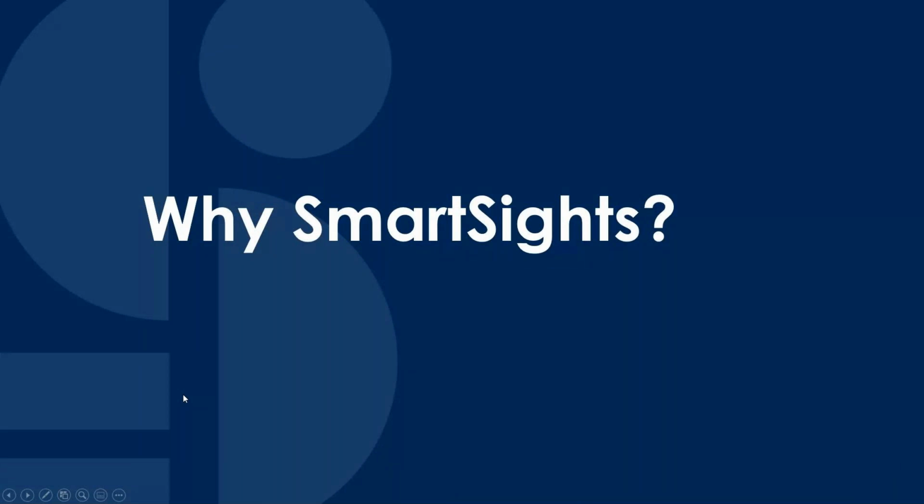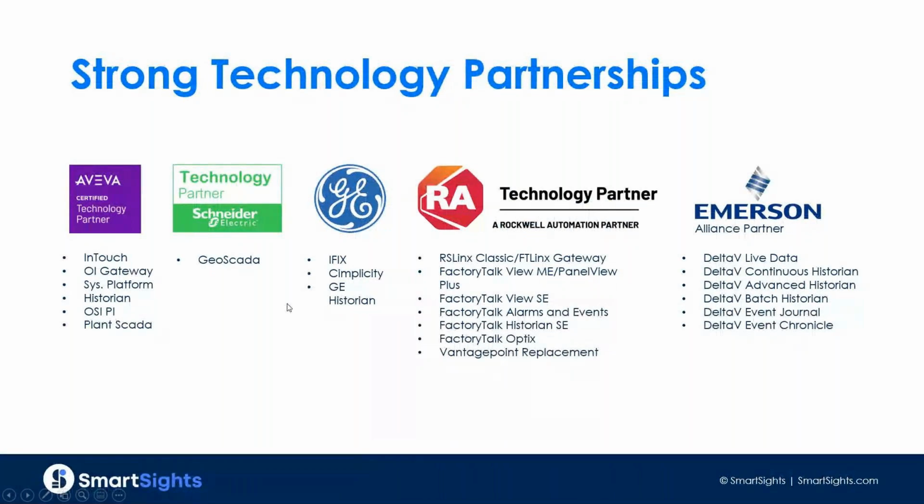And so why would people choose SmartSights? There's tons of different industrial software out there that's playing in this space in terms of real-time alerts and process data and analysis. Well, SmartSights has built up some strong technology partnerships over decades of effort with the world's leading HMI, SCADA, and DCS software vendors. We have long-standing partnerships with companies like Aveva, Schneider, GE, Rockwell, and Emerson. And while we're highlighting these here on this slide, our connectivity to industrial data systems extends much farther beyond just this set as well.